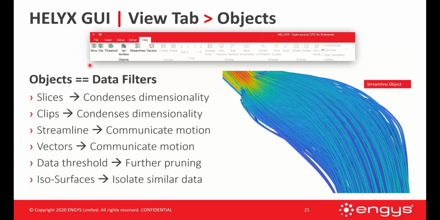Within the View tab ribbon interface, there are things called objects. Objects are data filters: slices, clips, streamlines, vectors, data threshold, isosurfaces. These are different objects that are currently available within the View tab. Here's just an example of streamlines from a simulation, and also from a webinar that I did earlier this year.